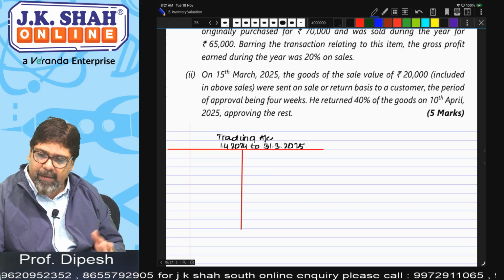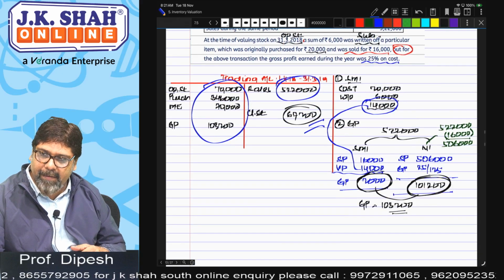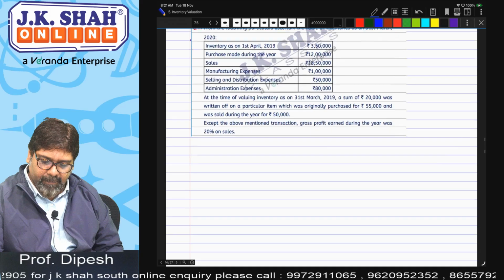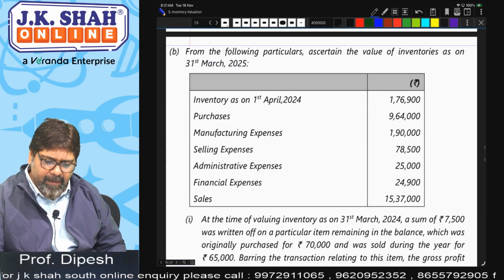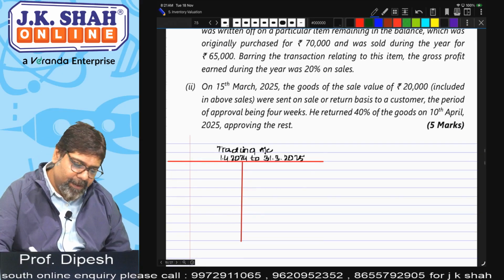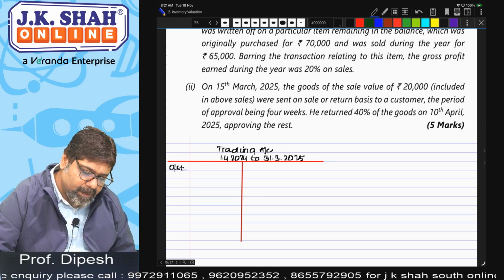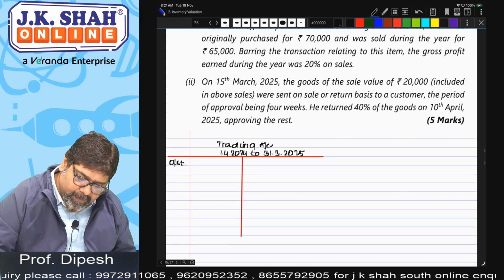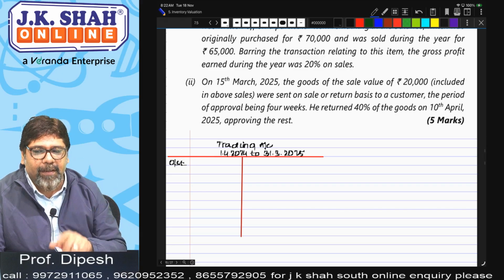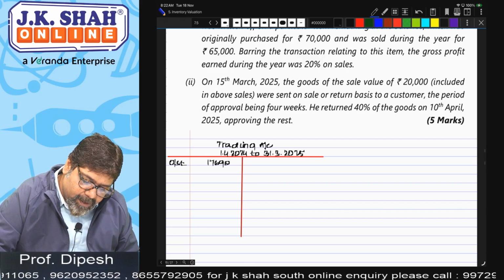Why are you all doing all that, Aditya? Why is this method not good? Reply. Inventory is how much? 1,76,900. So opening stock is 1,76,900. So in such a question, if such an adjustment comes in final accounts, this method will be used in both.